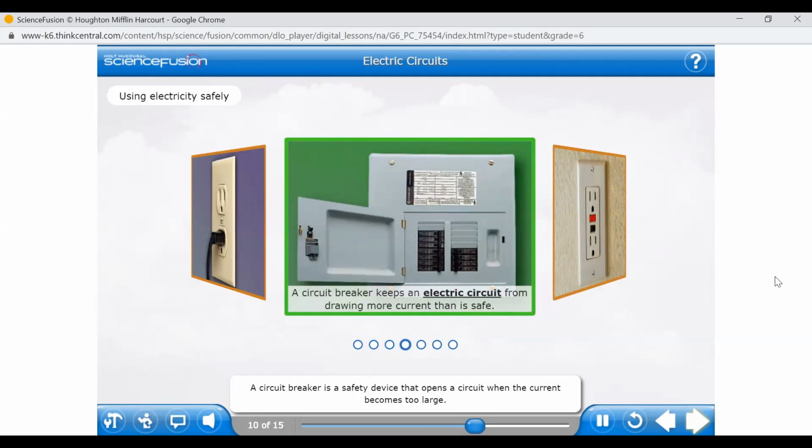A circuit breaker is a safety device that opens a circuit when the current becomes too large. One way to prevent circuit overload caused by too much current is to have a circuit breaker in series with the circuit. It must be attached between the power source and any parallel components so that it opens the entire circuit.